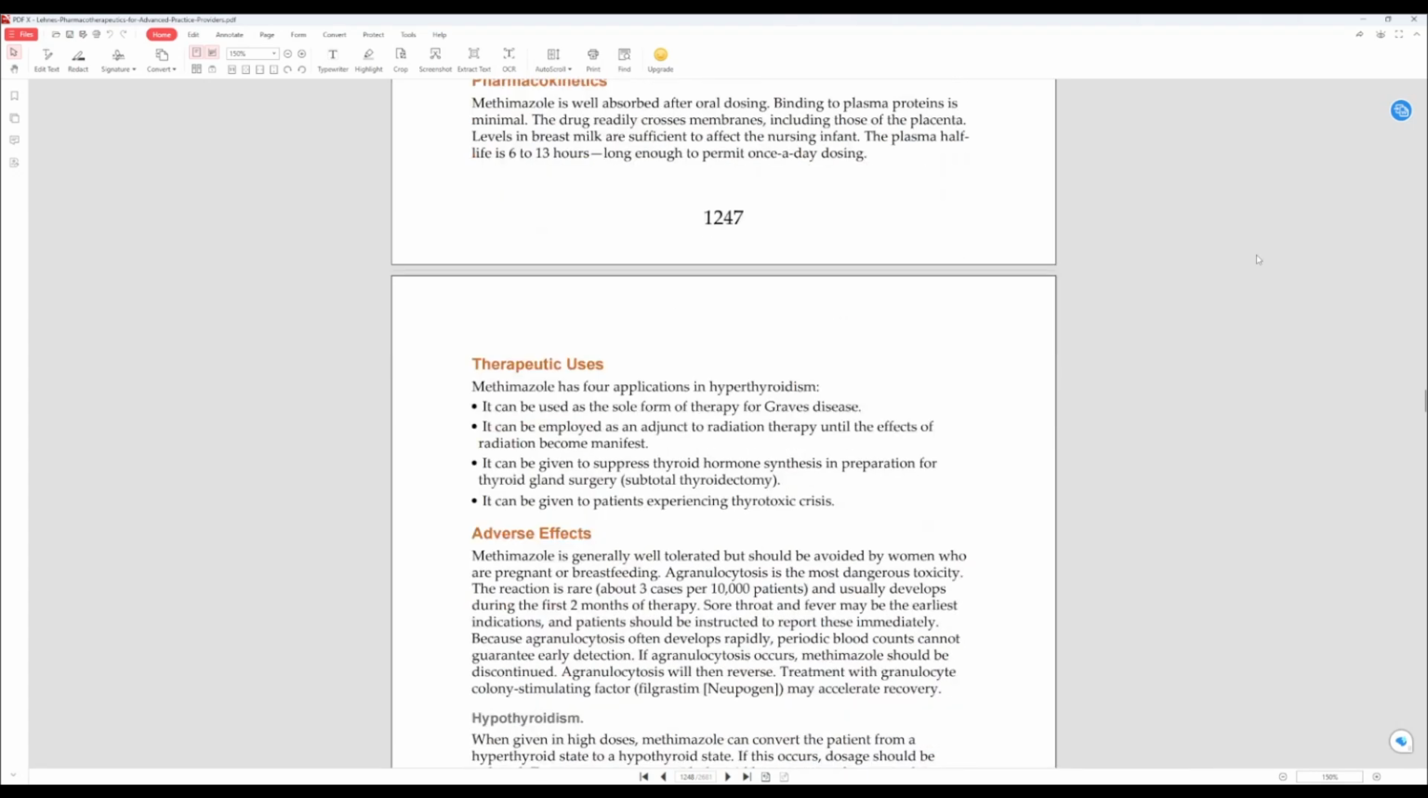Its pharmacokinetics, therefore. Methimazole is well absorbed after oral dosing. Binding to plasma proteins is minimal. The drug readily crosses membranes, including those of the placenta. Levels in breast milk are sufficient to affect the nursing infant. The plasma half-life is 6 to 13 hours, long enough to permit once-a-day dosing.